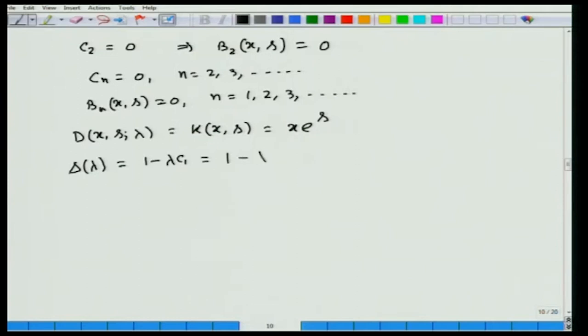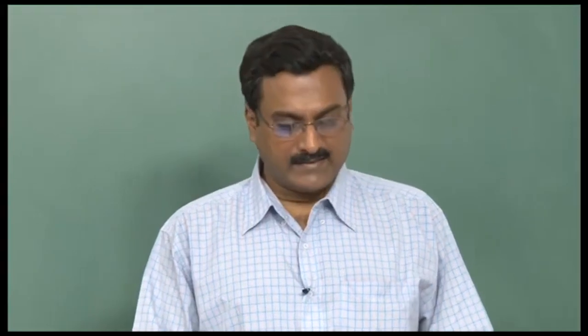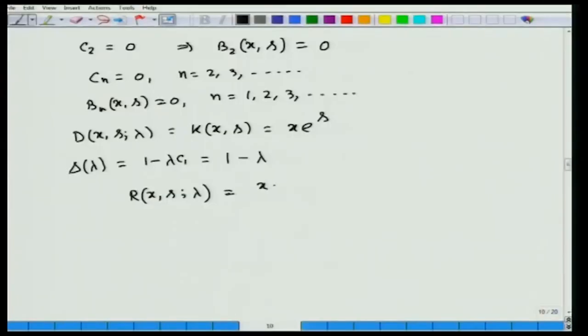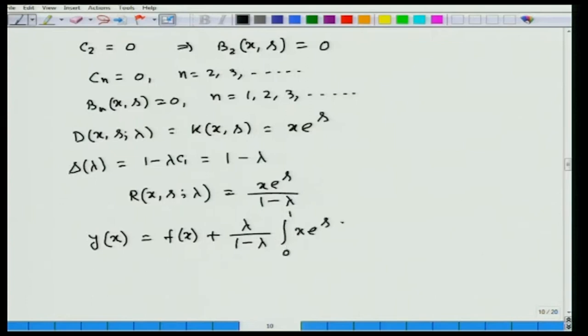So, this will be equal to 1 minus lambda, and therefore, the resolvent kernel obtained using the Fredholm method, that is R(x, s; lambda), is equal to x e^s divided by 1 minus lambda. This is the resolvent kernel, and therefore, the solution to the given problem is given by y(x) equal to f(x) plus lambda divided by 1 minus lambda times the integral from 0 to 1 of x e^s f(s) ds. This is the solution to the given integral equation.